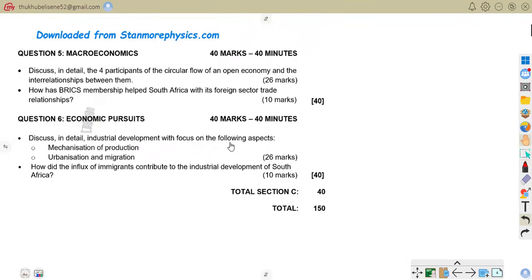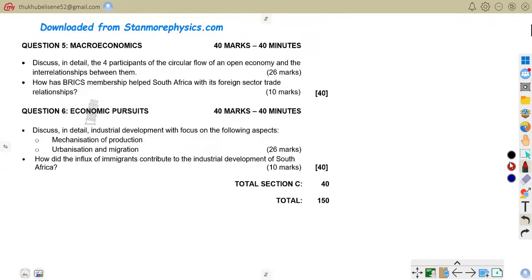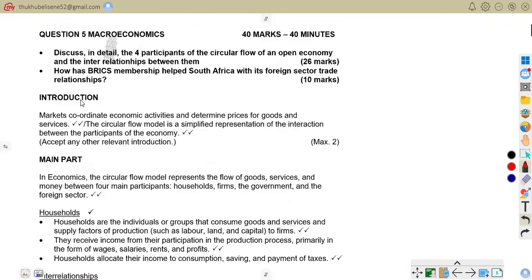So here we are on our question 5. This is your question 5 where we're going to do macroeconomics. It says: discuss in detail 4 participants of the circular flow of an open economy and the interrelationships between them. Also, how has BRICS membership helped South Africa with its foreign sector trade relationships? So let's quickly go to our answers.